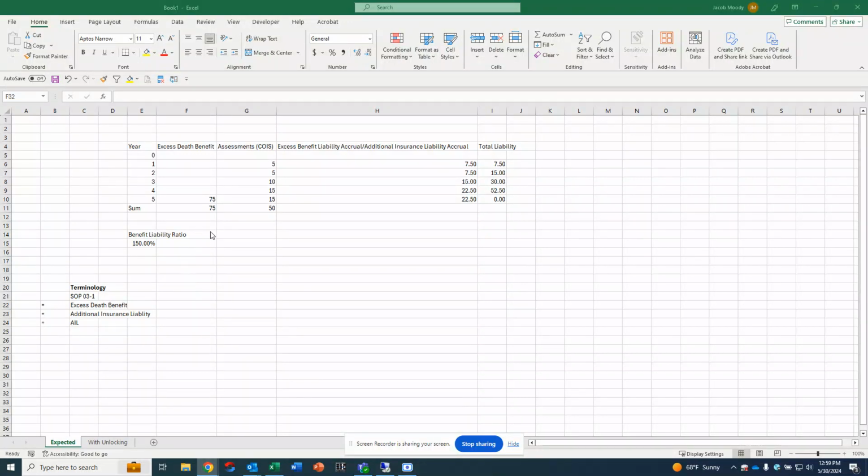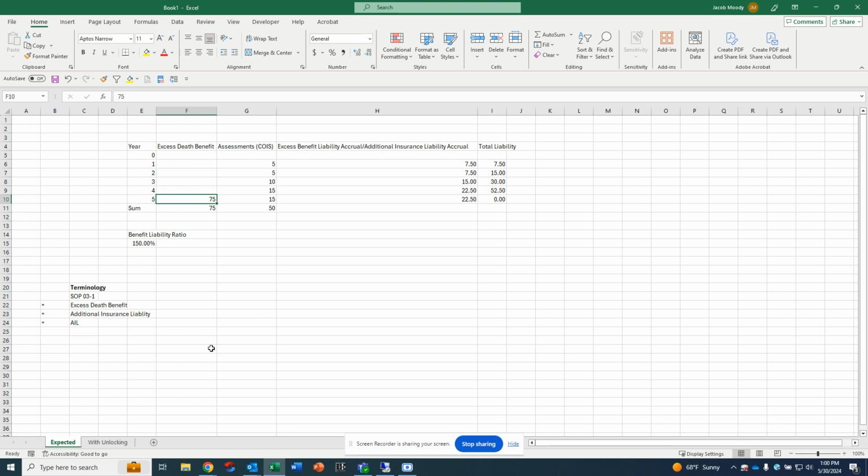So, first, we have this scenario. The way to establish your AL, or your excess death benefit liability, is you need to look at your excess death benefits through all time. I have here an example. Let's say we have a 5-year product, and we're just going to assume this is a UL product, which would make more sense for an excess death benefit, but only has 5 years left. And I only have an excess death benefit at year 5.